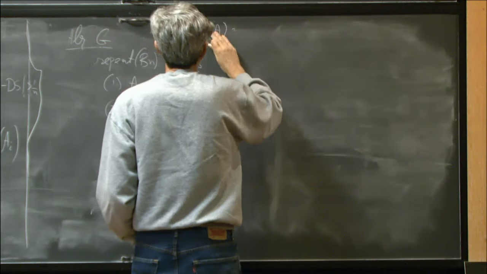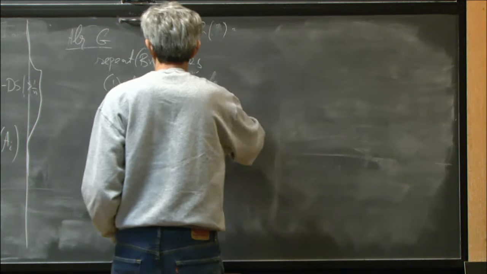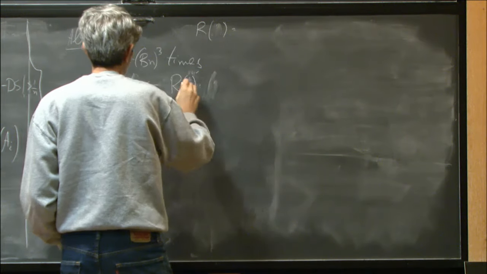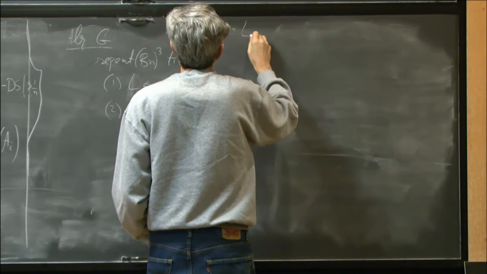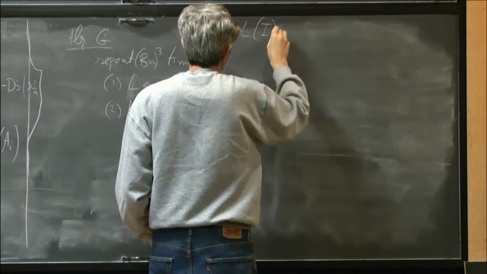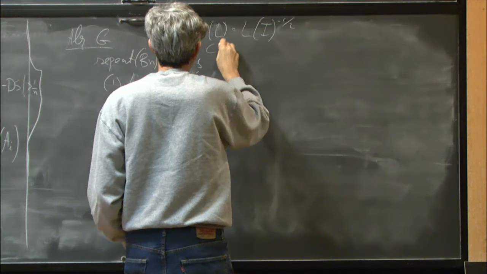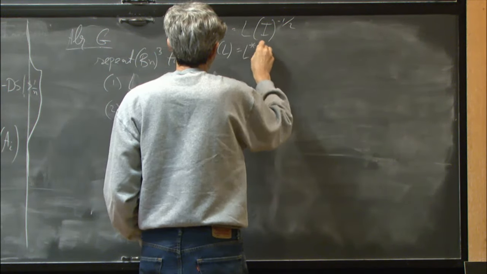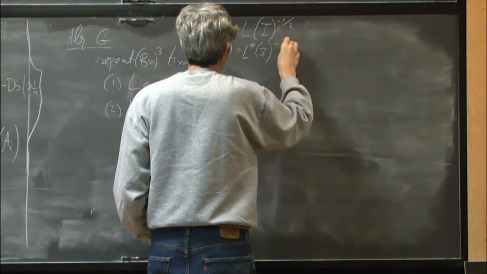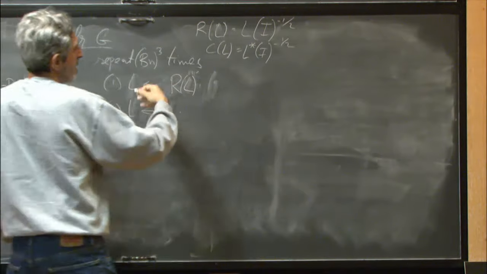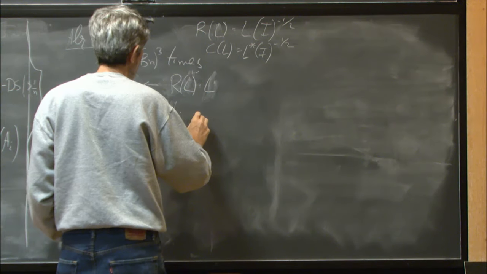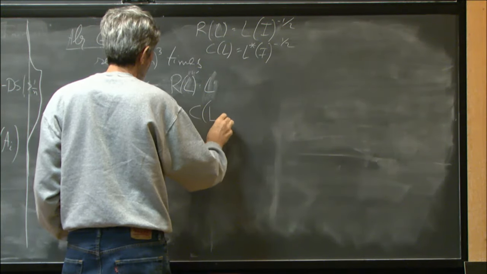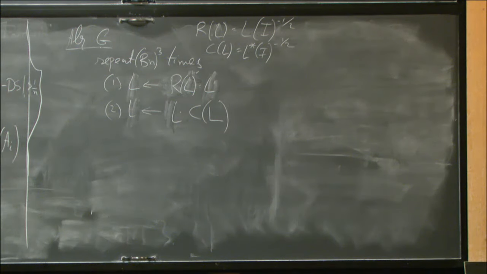Rho of L is L of I to the minus 1/2, and C of L is L star of I to the minus 1/2. So we either multiply on the left by this normalizing factor, or we multiply on the right by this normalizing factor. One thing makes it row stochastic, the other makes it column stochastic.